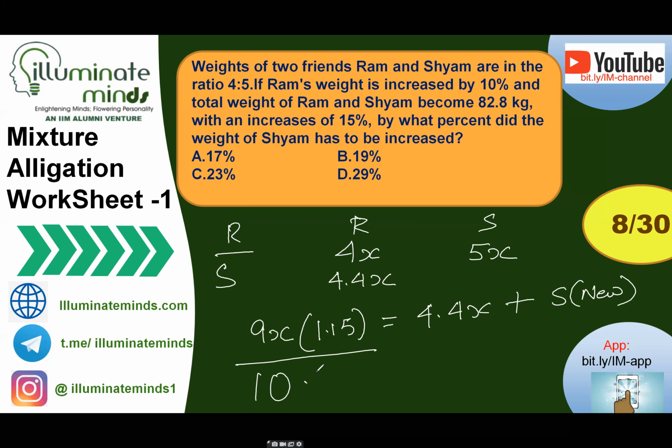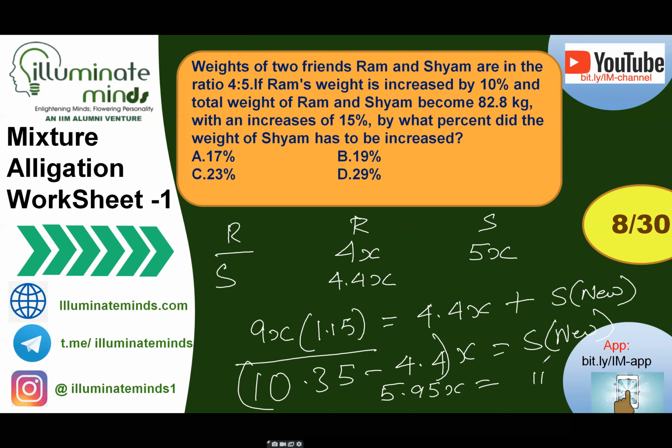10.35 minus 4.4 x is equal to Shyam's new weight. So this will be equal to how much? 10.4 minus 4.4 would have been equal to 6. So 5.95 x is equal to Shyam's new weight. The earlier weight of Shyam was 5. So what I will do, 5.95 divided by 5. That will lead me to the final answer. This will be equal to 1.19.